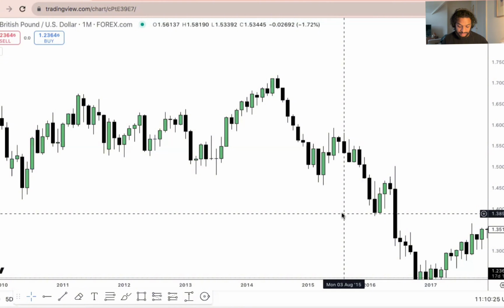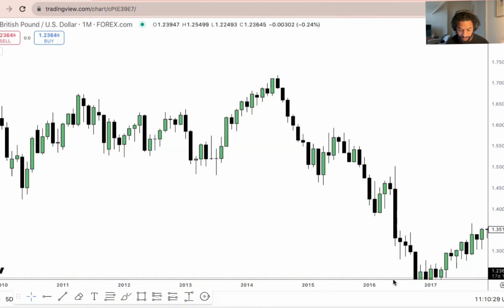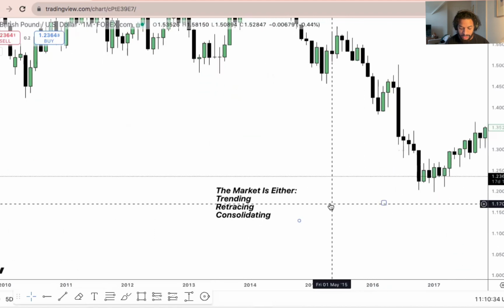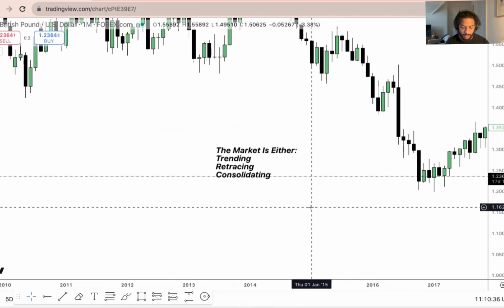So, getting into this, guys, there are three things that I want you to really understand and consider. The market is either trending, retracing, or consolidating. Those that don't know what retracing means, it just means that we're pulling back, the market is pulling back. If you don't know what consolidating means, it means ranging or going sideways, so there's no real direction available to us.